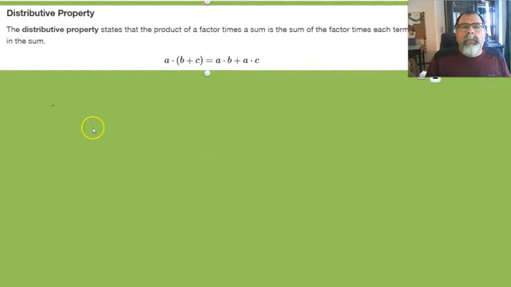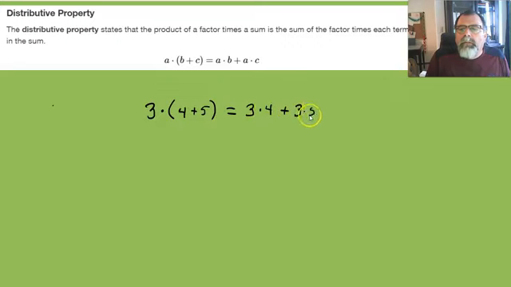The distributive property states that the product of a factor times a sum is the sum of the factor times each term in the sum. Alright, so this is a pretty big one. So let's look at the numbers here. If I had 3 times 4 plus 5, we're saying that we can take 3 times each of the add-ins in that sum. So 3 times 4 and 3 times 5.